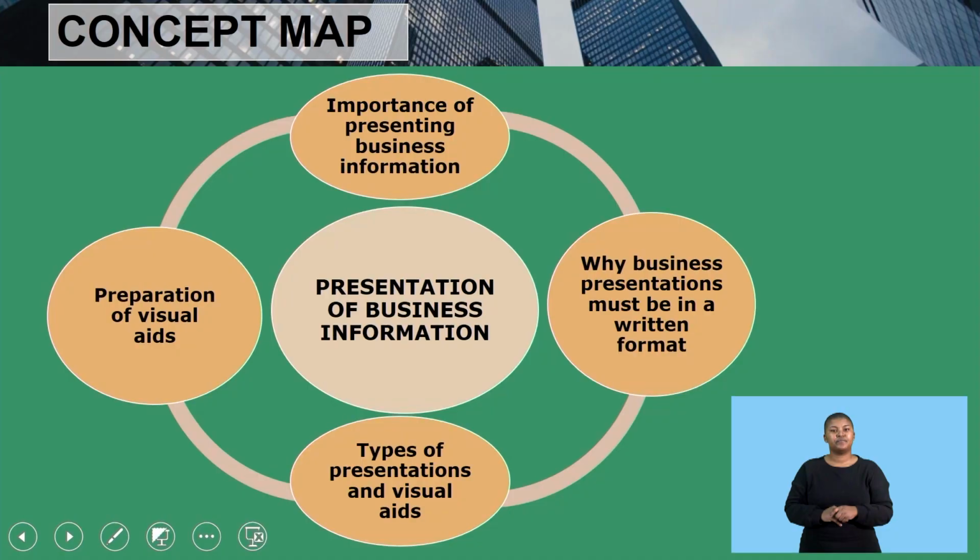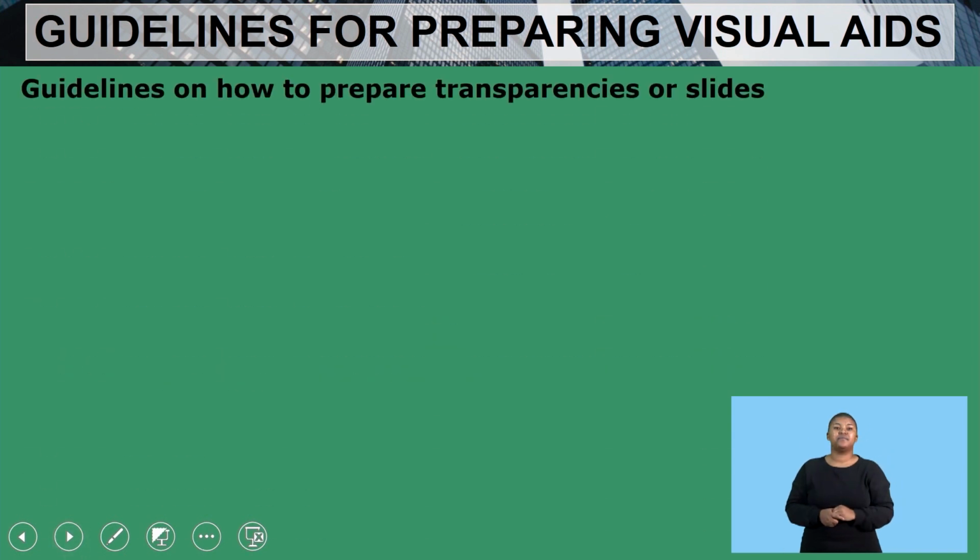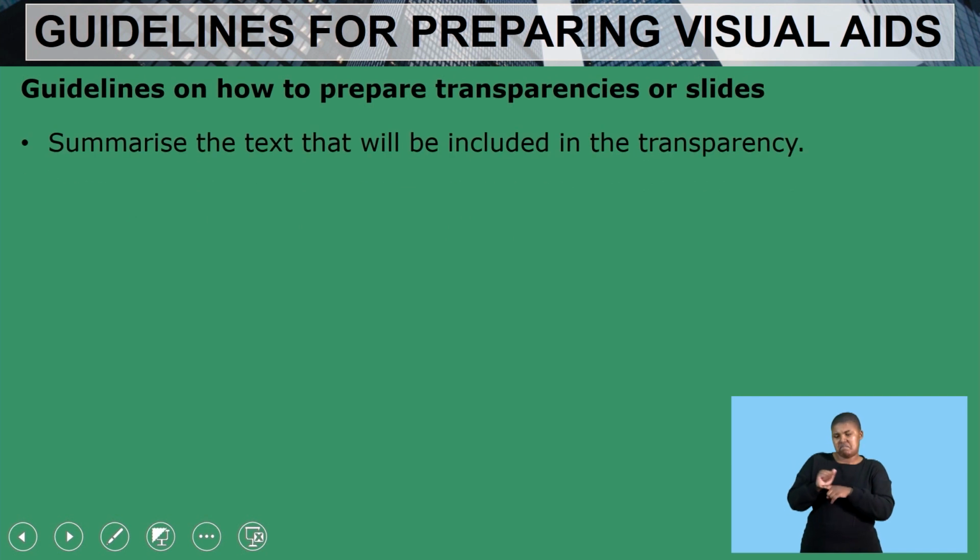Then let's move on to our fourth concept, which is preparation of visual aids. So we have guidelines on how to prepare transparencies or slides. First, you need to summarize the text that will be included in the transparency. Since it's a plastic sheet, you cannot write everything, as if you are writing notes on that particular plastic sheet, which we call the transparency. You need to summarize the information that you will write on the transparency.